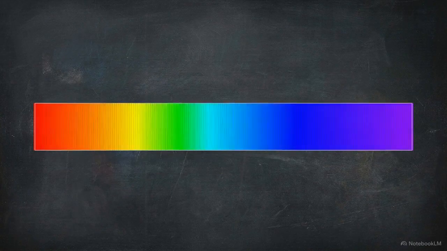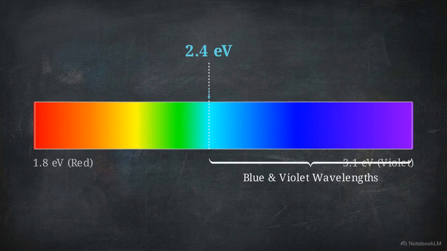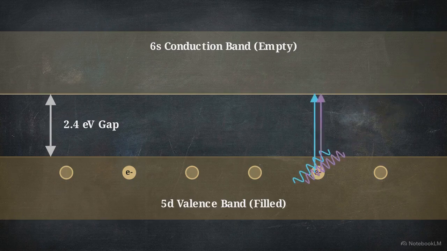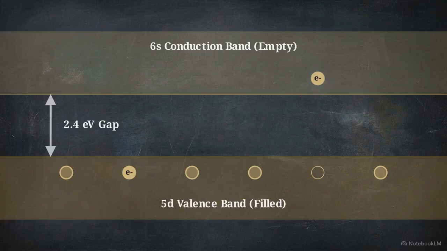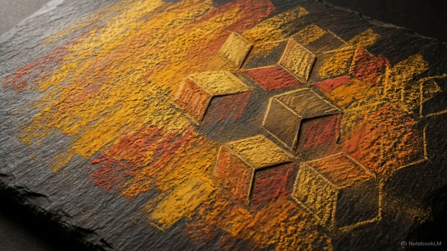A 2.4 eV threshold corresponds exactly to the blue and violet wavelengths of visible light. Red and green photons still lack the energy to cross this gap, so they are reflected back to our eyes. But blue and violet photons carry enough energy to excite a 5D electron into the conduction band. Those photons are absorbed by the metal. Our eyes see what remains of the reflected spectrum, a mixture depleted of blue light, which we perceive as yellow.